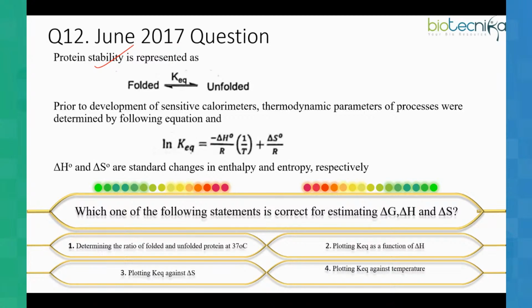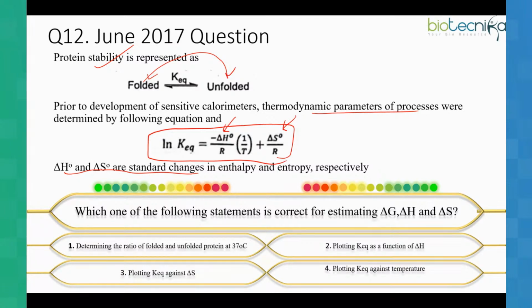This talks about protein stability, which is represented as the folded and unfolded states. There is an equilibrium between them. Before there were any sensitive calorimeters, thermodynamic parameters of processes were determined by the following equation. The different thermodynamic parameters, that is delta H, which is enthalpy change, and delta S, which is entropy change, were all given by this equation. These are standard changes in enthalpy and entropy.